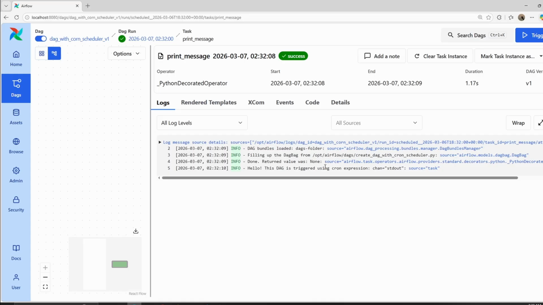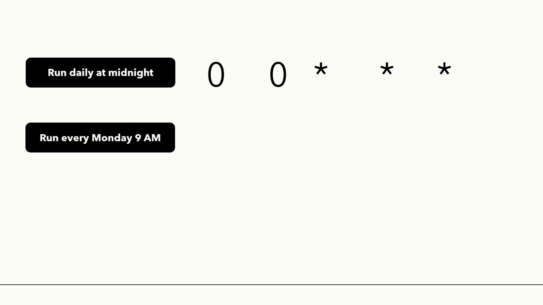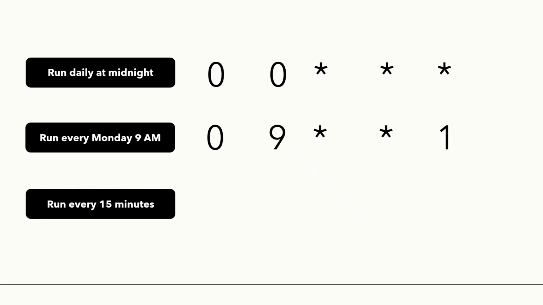So these are some real-world production examples of Cron Expression. Let's say you want to run daily at midnight. Then the Cron expression should look like 0, 0 and 3 times asterisk. If you have to run a job every Monday at 9 am, then the Cron expression should look like 0, 9, asterisk, asterisk and 1. Let's say you want to run your DAG every 15 minutes. Then the Cron expression should look like */15 and 4 times asterisk.